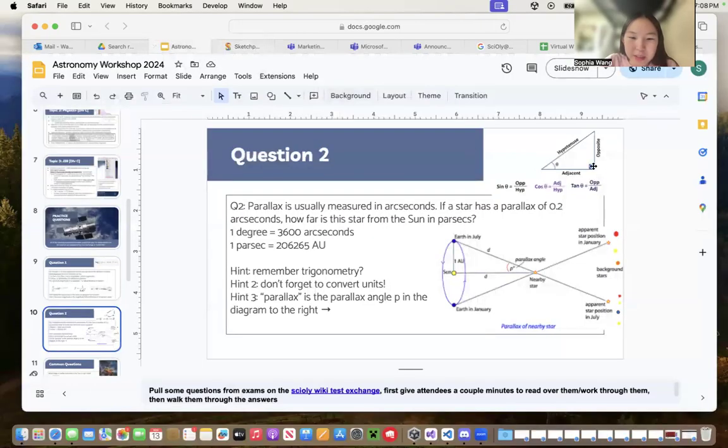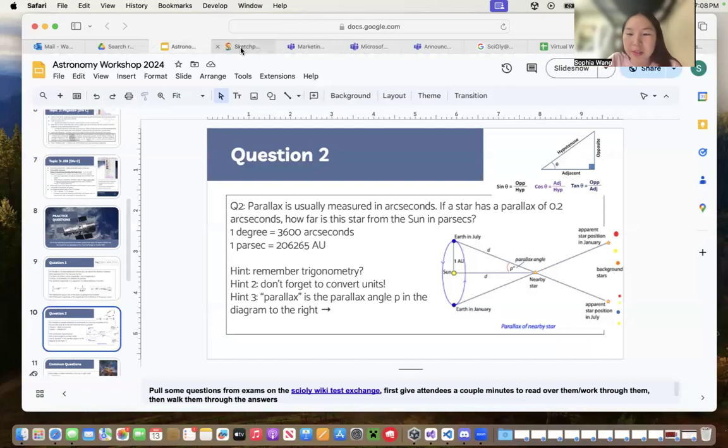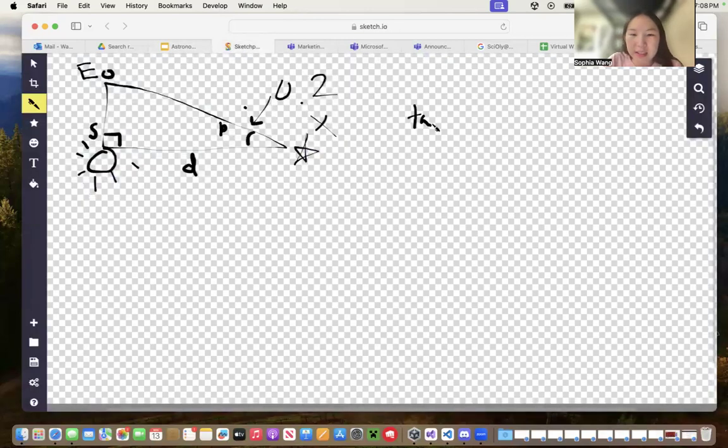So I gave you some hints about the trig you're gonna need to use, but if you didn't pick up on that, the main one I want to focus on is that the tangent of this angle P is equal to the ratio of the opposite side over the adjacent side. And what does this mean? Well, the opposite side is right here, the distance between the Earth and the Sun, if you'll notice. And the adjacent side is our distance d. That's what we're trying to find, right? So this is our goal right here.